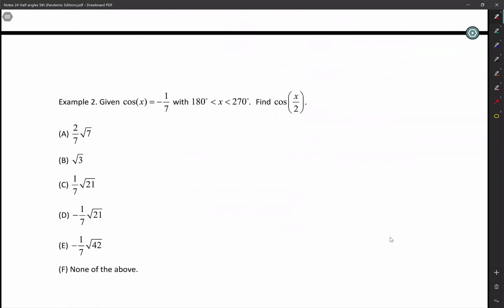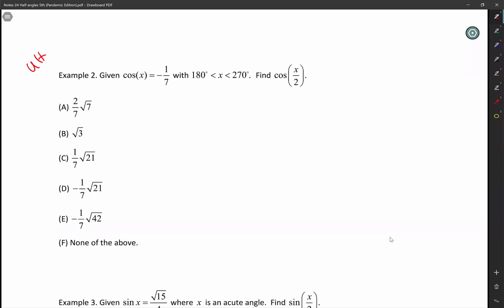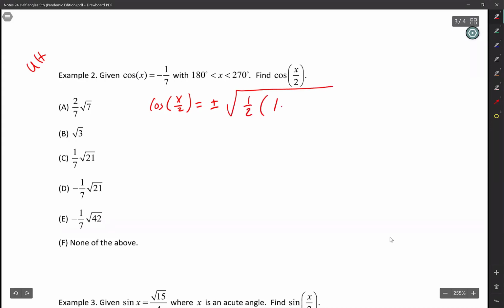This is a question from UH. And let me know if I'm going too fast. It asks for cosine of x over 2. So if I want cosine of x over 2, first start off by writing the formula. Recognize that x over 2 just means half of x. So cosine of x over 2 equals plus minus square root 1/2 (1 plus cosine of x). That's my formula. I'm going to plug in.